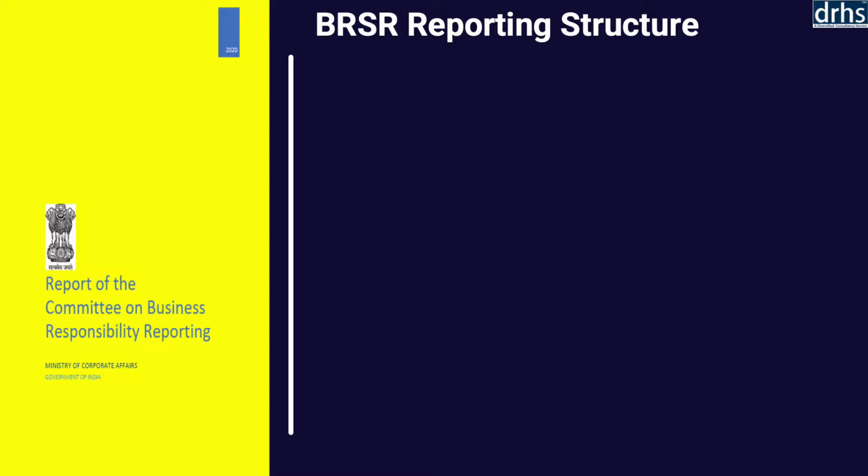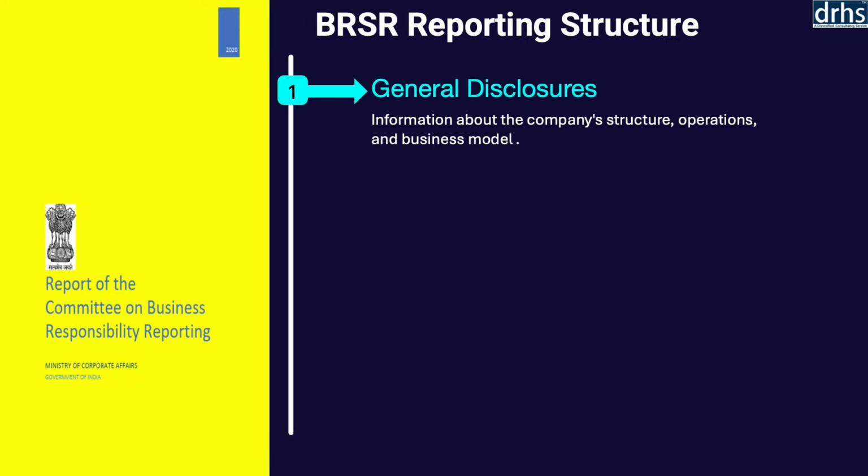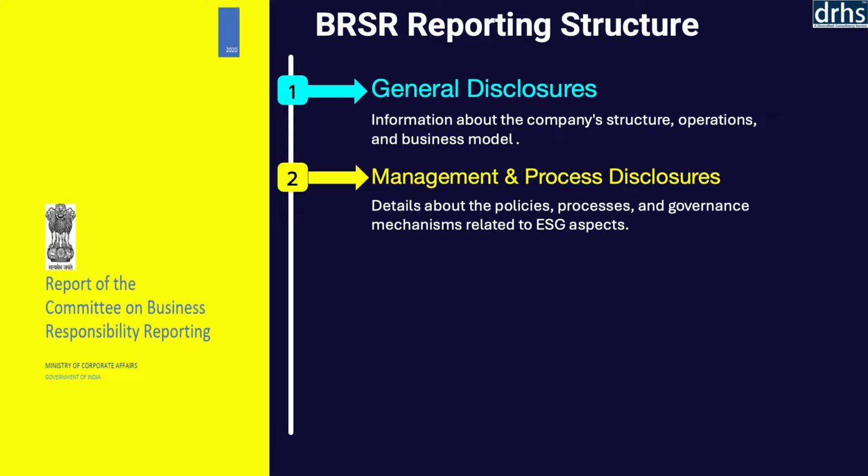The BRSR replaces the previous Business Responsibility Report, that is BRR, and aims to provide a comprehensive and standardized disclosure framework for businesses to report on environmental, social, and governance performance. The key aspects covered in the BRSR include the general disclosure, information about the company's structure, operation, and business model. Next is management and process disclosure, details about the policies, process, and the governance mechanism related to ESG aspects.